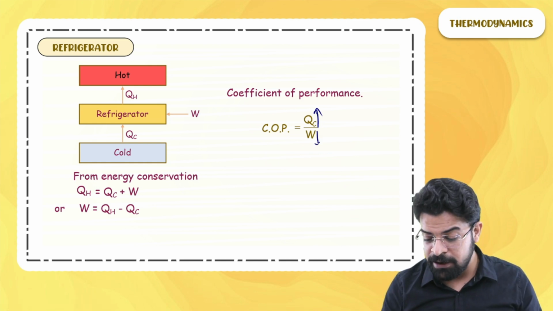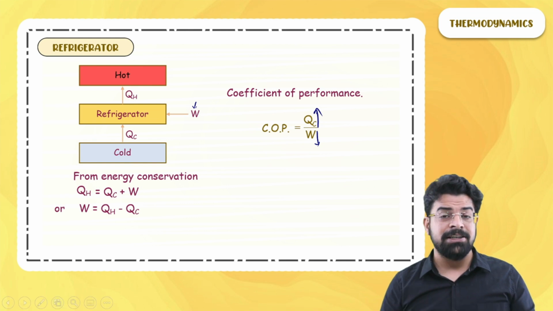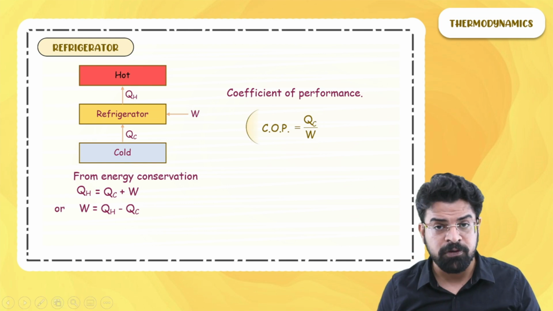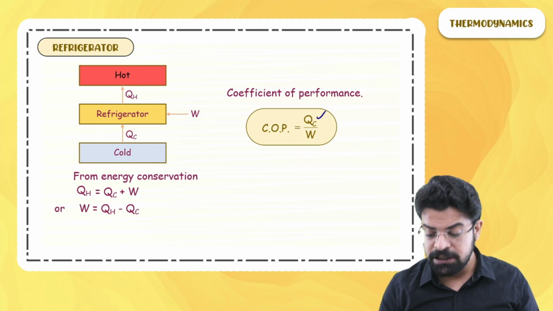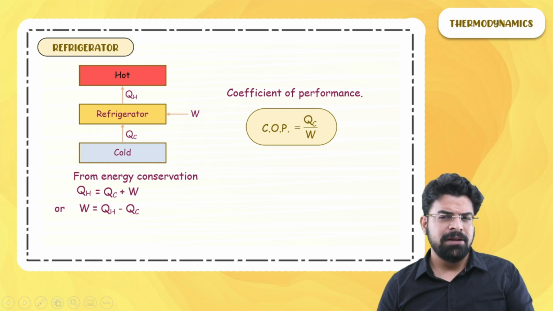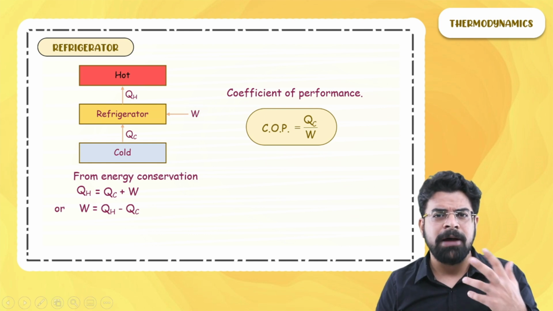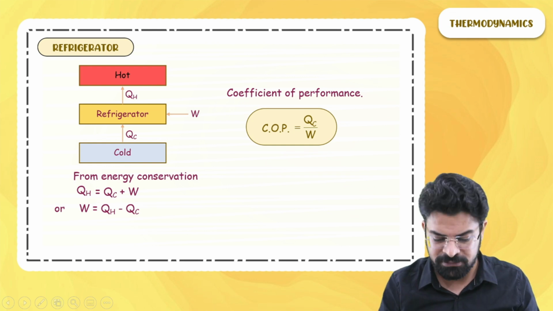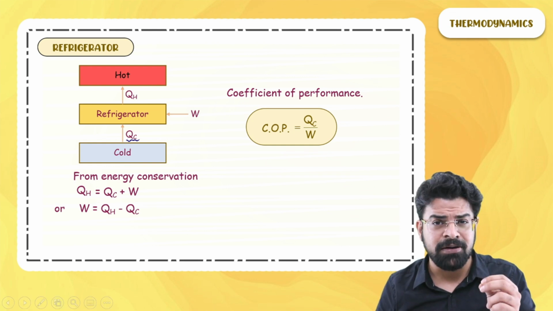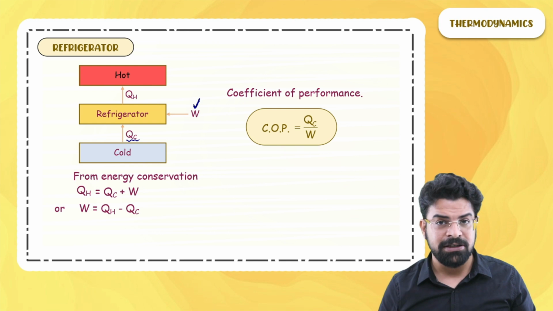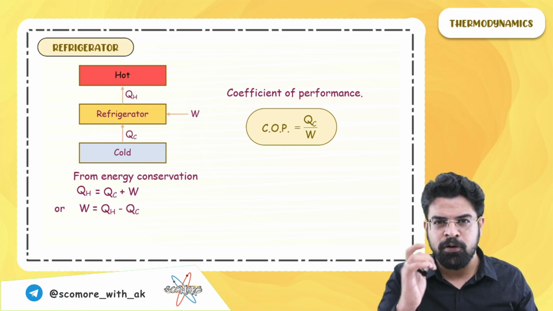The lower the value of the work input, the electricity input, the more awesome your refrigerator is. So coefficient of performance of a refrigerator is defined as the heat extracted from the cold upon the work input. Think of it again as output by input. If you are designing a refrigerator, what are you interested in? How much heat has been extracted from the thing which is already cold? And what is your input? So we have to give in electricity, output upon input kind of thing, right?